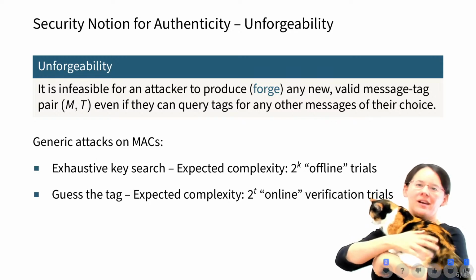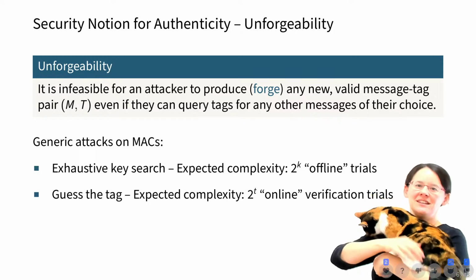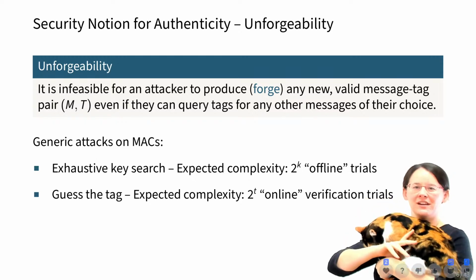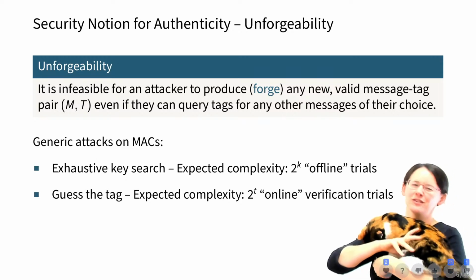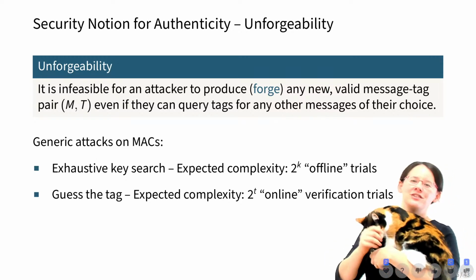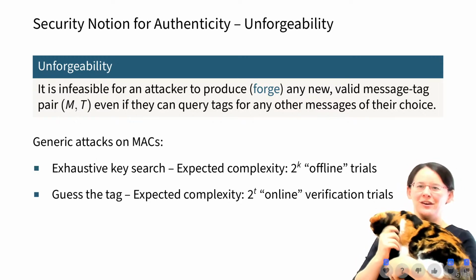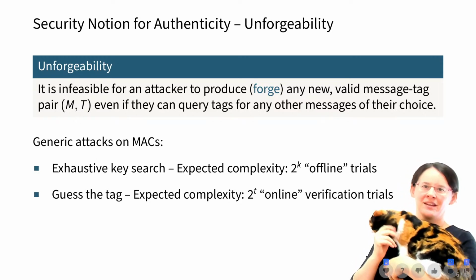And Bob will, well, tell her in 2 to the T, -1 cases, no, that's wrong. And in 1 case, Bob will tell her, oh, that's actually a valid tag. So of course, it's very suspicious, and it usually cannot be done in an undetected way. Because Bob will notice at some point that something is wrong.